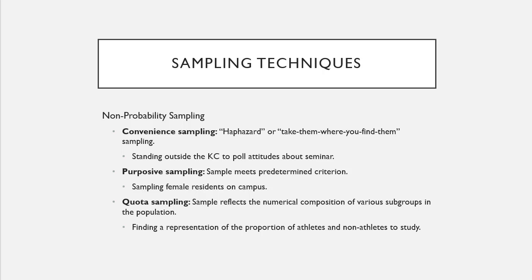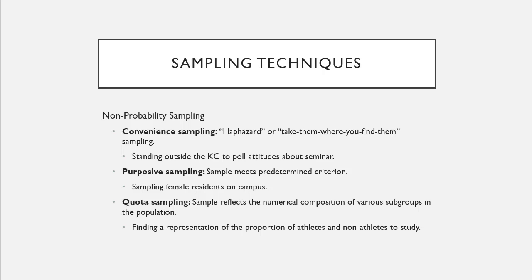A purposive sample is some type of predetermined criterion. So if I want to know how Greeks feel on campus, I'm going to seek out people who are Greeks, and whoever responds, I'm going to take their responses. I'm not going to sort them. I'm not going to do a random sample. I'm just going to get whoever will respond to me who's a Greek.